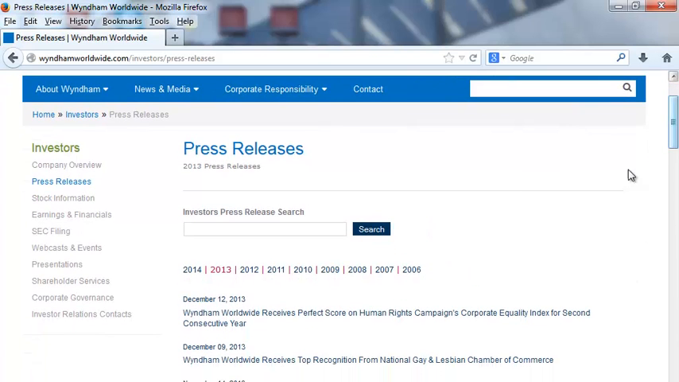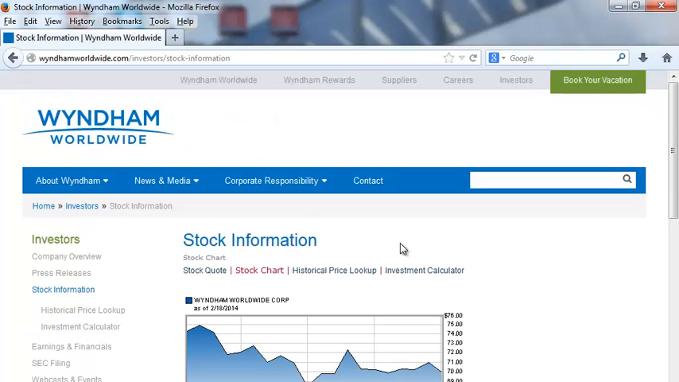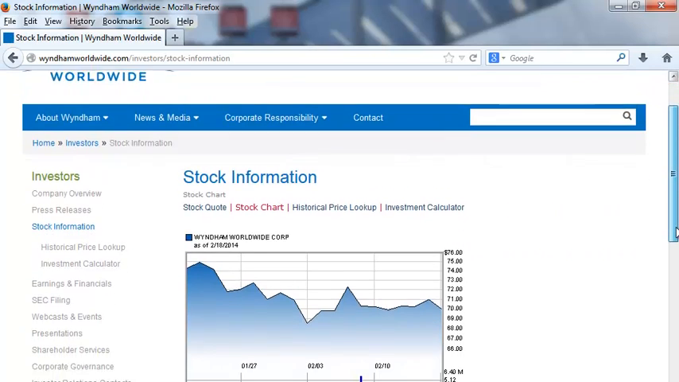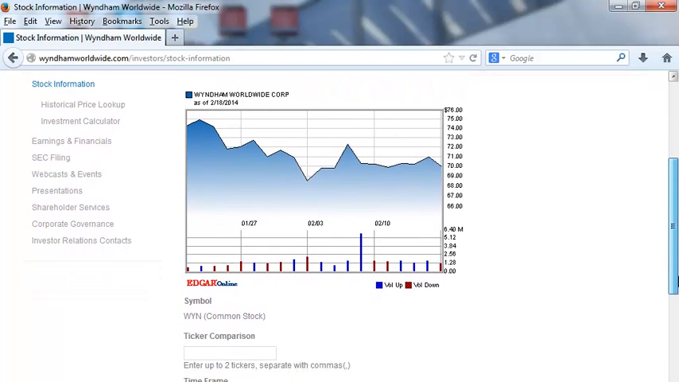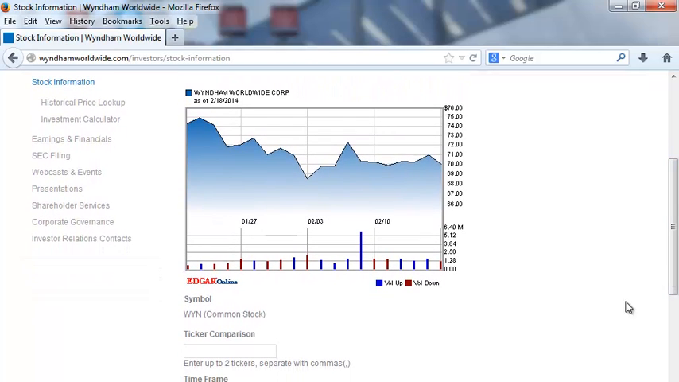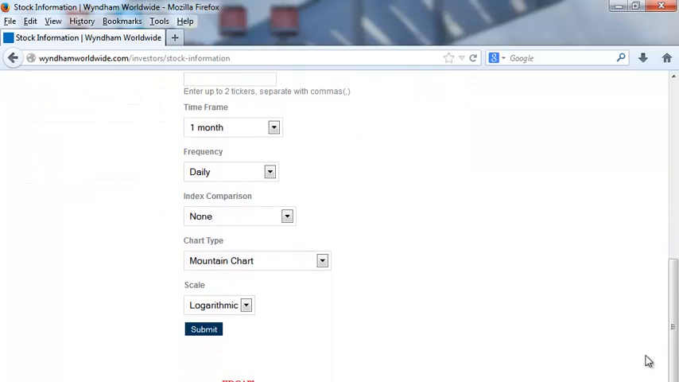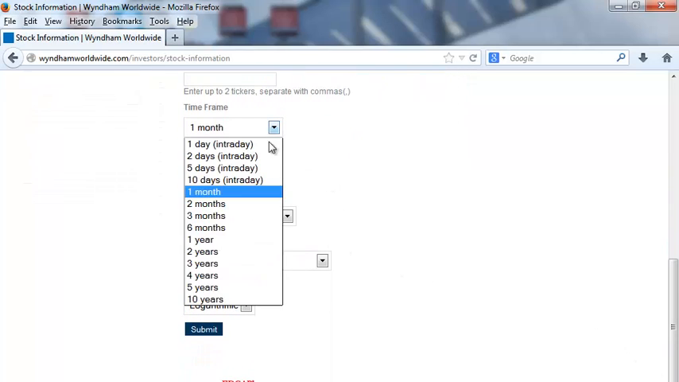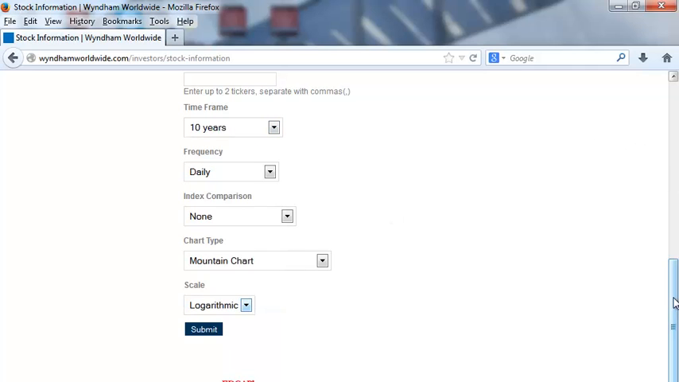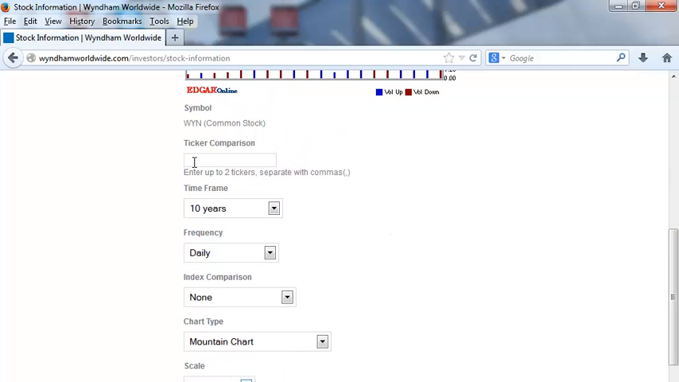Stock information can include a chart of recent stock prices and volumes. This is Wyndham's stock performance over the past month. You also can change this chart based on the information that you want to get. Instead of a time frame of 1 month, you could choose a time frame of 10 years. You could compare Wyndham's performance against that of a competitor.